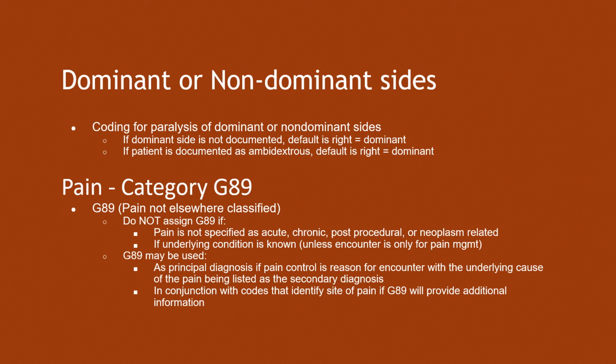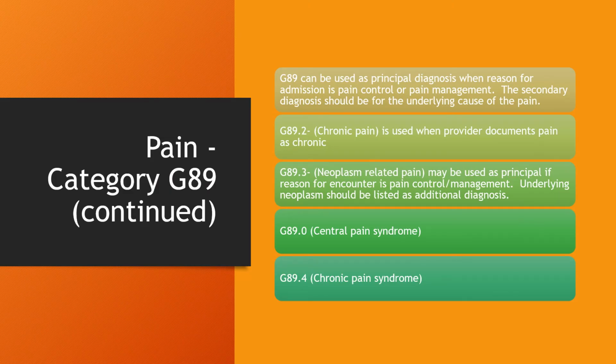G89 can be used as a principal diagnosis if pain control is the reason for the encounter, but you will need to list the underlying cause of the pain as the secondary diagnosis. G89 can also be used in conjunction with codes that identify the site of the pain if G89 will provide additional information. So as we mentioned on the previous slide, a code from G89 may be used as a principal diagnosis if the reason for admission is pain control or pain management.